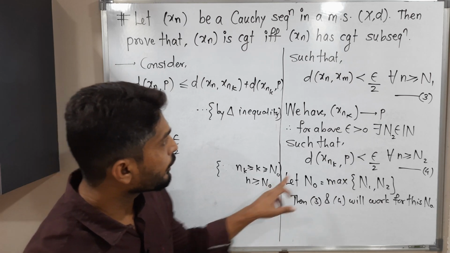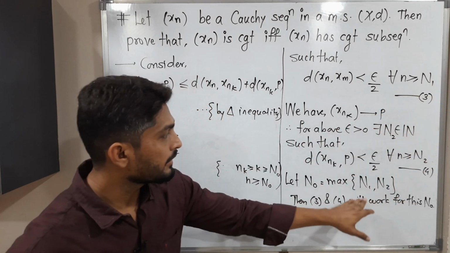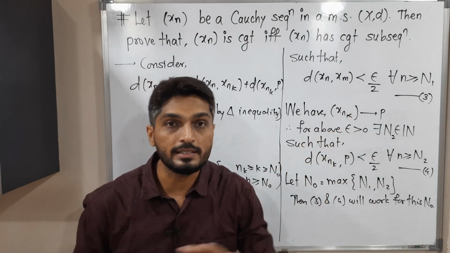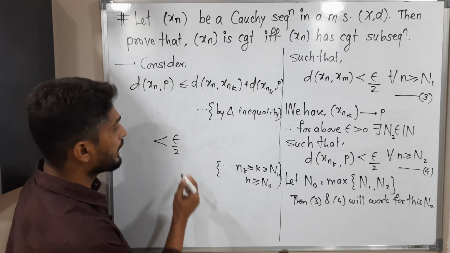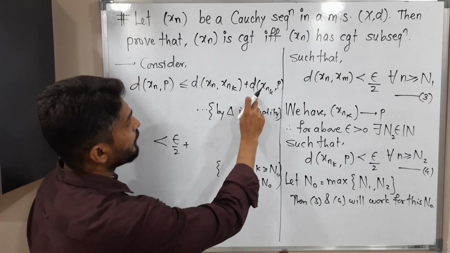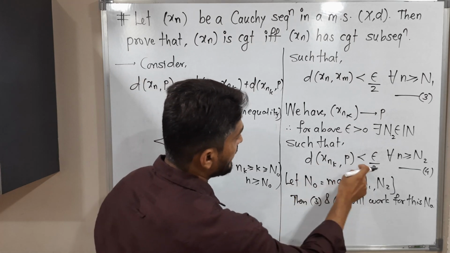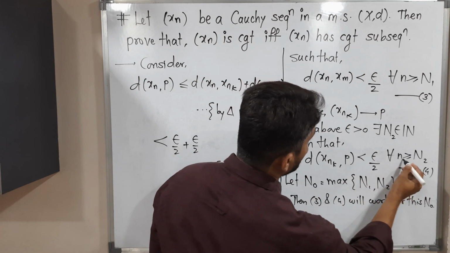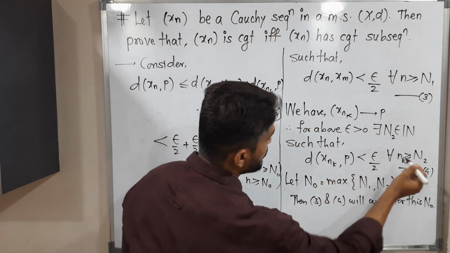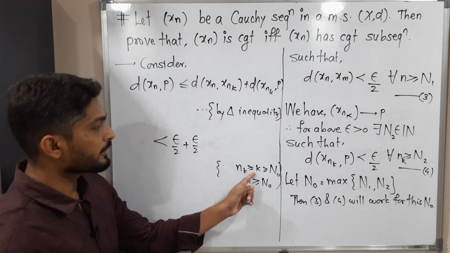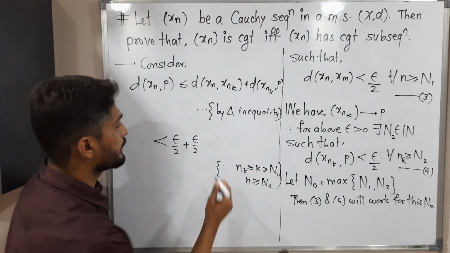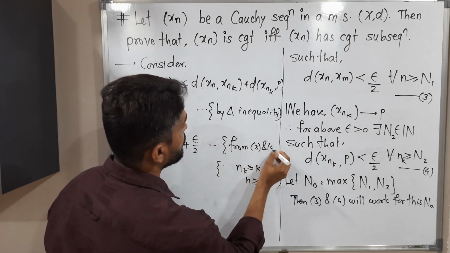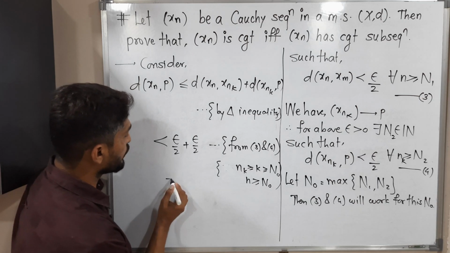Okay, why am I writing n naught? We have already written n1 here, but see, n1 and n2, we have taken the maximum of them, and 3 and 4 will work for this n naught. So that's why I am writing in this way. Epsilon by 2 plus d of xn k p, we have written somewhere, yes, it is less than epsilon by 2. So I should write this is also less than epsilon by 2. For nk, so here also I should write nk. So nk is greater than or equal to k and k is greater than or equal to n naught. So let me mention from 3 and 4, right? Epsilon by 2 plus epsilon by 2, epsilon.